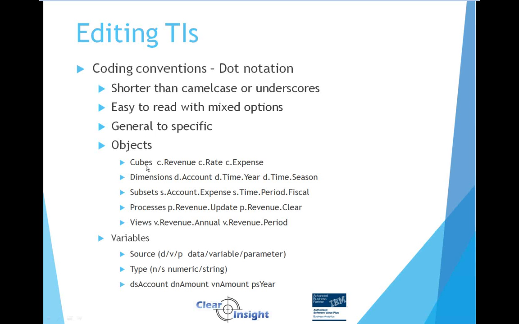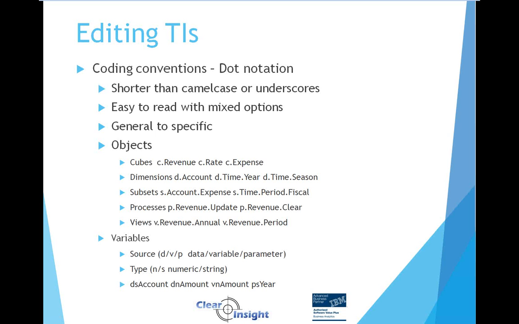So when you get down to the object level, if we're talking about cubes, you'll see stuff like C.revenue, C.rate, C.expense. And similar for dimensions, C.account, C.time.year, C.time.season. And here, time is a more general case of year, and it's a more general case of season. So we do get somewhat of a natural grouping here by including this general to specific approach.